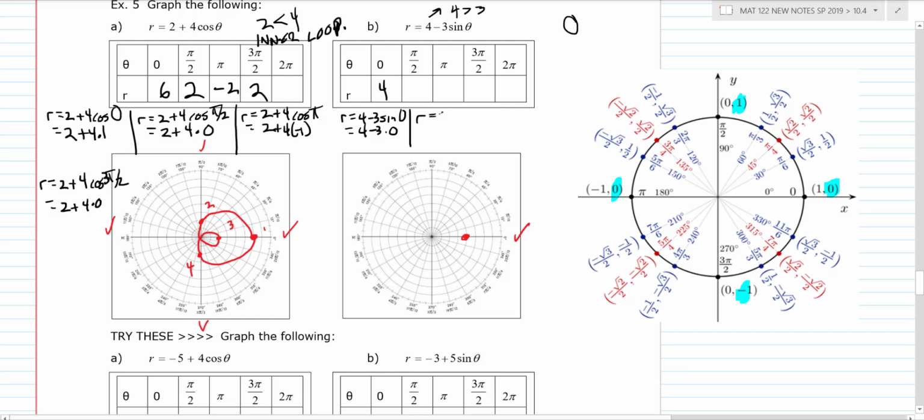We'd have r equals 4 minus 3 sine pi over 2. So that would be 4 minus 3 times 1, so that's equal to 1. So you'd have pi over 2, then you'd be out to 1 like that. So those are your first couple of points. Then we move to pi, so you would have r equals 4 minus 3 sine of pi. That would be 4 minus 3 times 0, so that's back to 4 again.